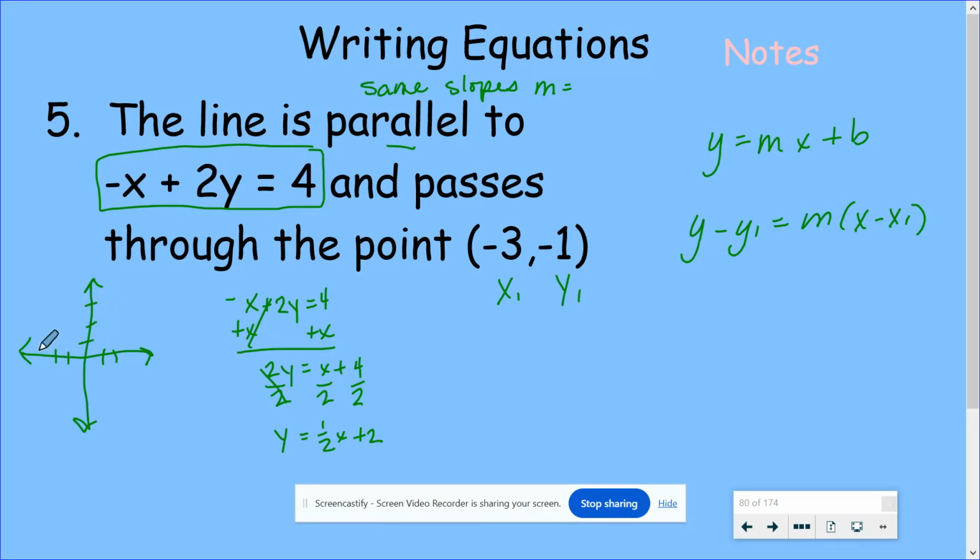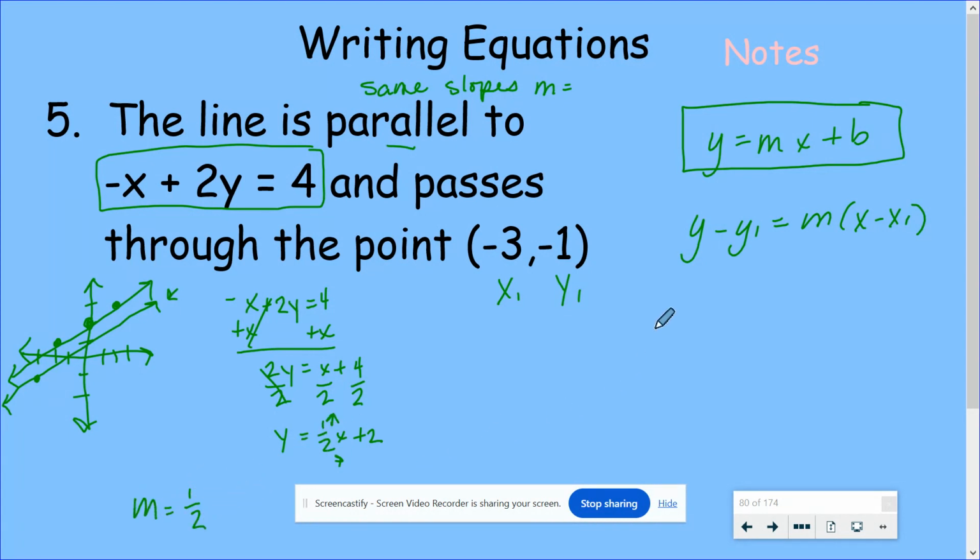So I'm going to start here at 2 on the y-axis. And then I'm going to go up 1 over 2. So up 1, over 2, or down 1, left 2. Draw my line. So the line that I'm trying to find, or the equation that I'm trying to write, has to be a line that's parallel to that, but it has to pass through the point (-3, -1). So here's the line I'm actually looking for. This is the one I'm trying to find. So because we know that parallel lines have the same slope, I know that m is going to be 1/2.